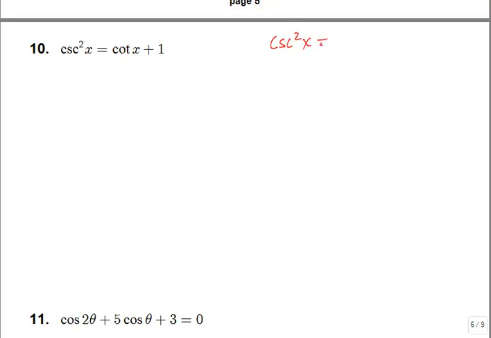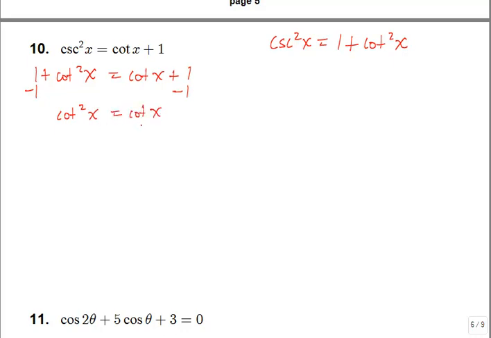Cosecant squared x is equal to 1 plus cotangent squared x. You need to have that memorized. So if we replace this cosecant squared x with this right-hand side, what we're doing is changing it so now everything is a cotangent. And we get a little bit lucky here because the 1's cancel out. So we get cotangent squared x equals cotangent x.